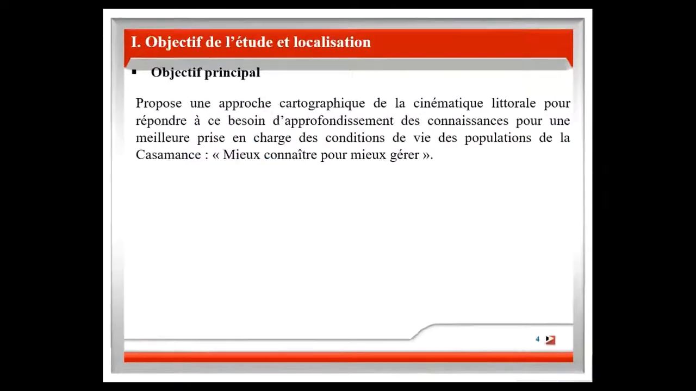Alors, l'objectif de cette étude, après avoir rappelé quelques éléments qui sont à l'origine de la morphodynamique des plages, est de proposer une approche cartographique de la cinématique du trait de côte pour répondre aux besoins d'approfondir les connaissances au-delà d'approches parfois très classiques, où nous avons les descentes sur le terrain, les mesures et les approches purement géomorphologiques. Ici, il s'agit de combiner ces deux approches pour mieux comprendre et renforcer les connaissances en termes d'analyse spatiale.